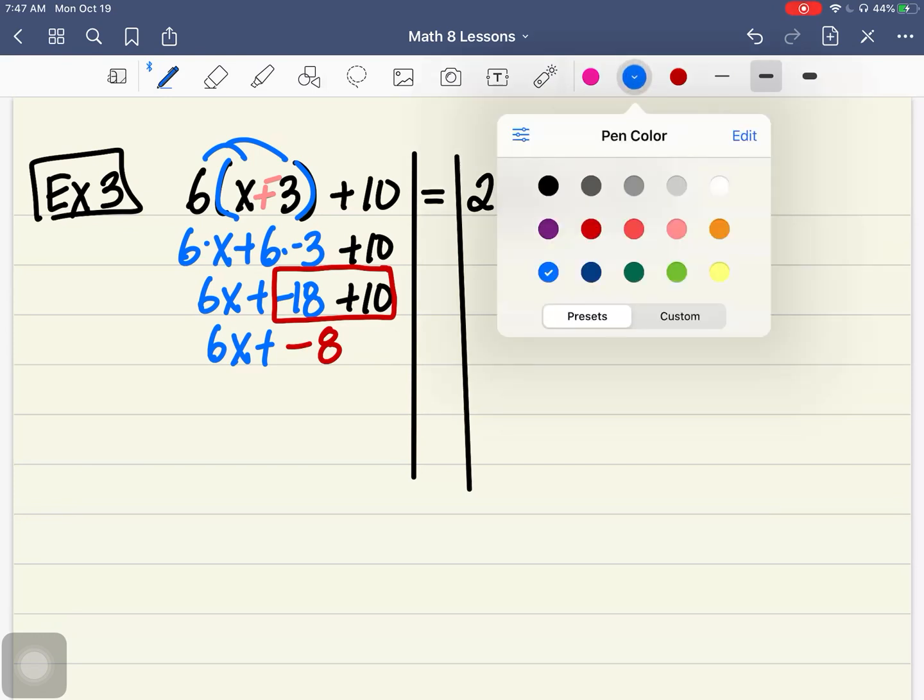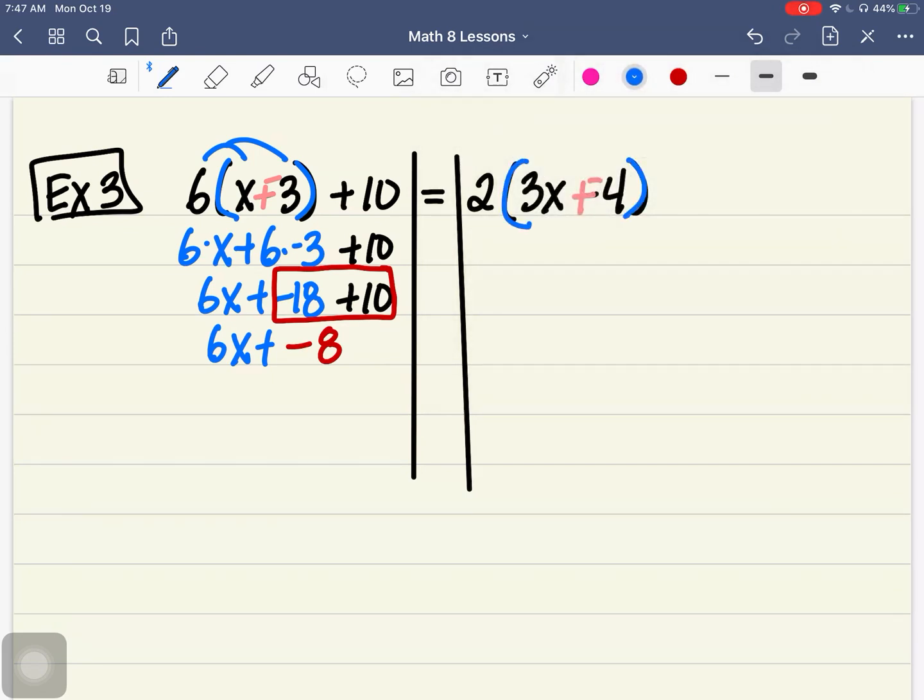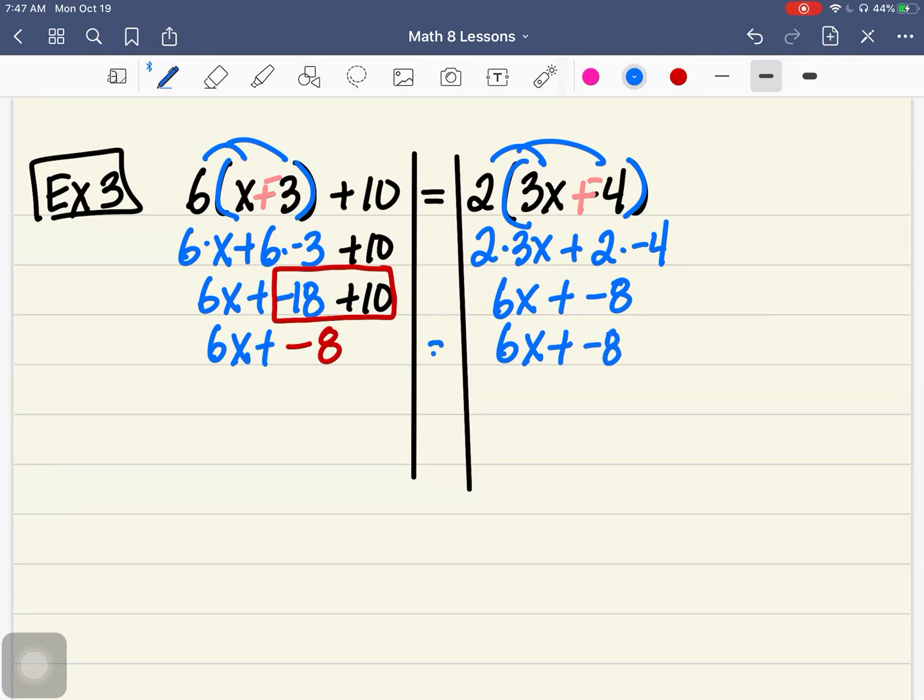All right, so let's go to the right side, and we'll simplify. I get 2 times 3x plus 2 times negative 4. So this is 6x plus negative 8. I'm just going to bring that down so they're on the same level. Some people may see it already. Some people may not, and that's okay. But you should notice that the x's are the same. So if they're the same, then that's when we get one of these special cases.